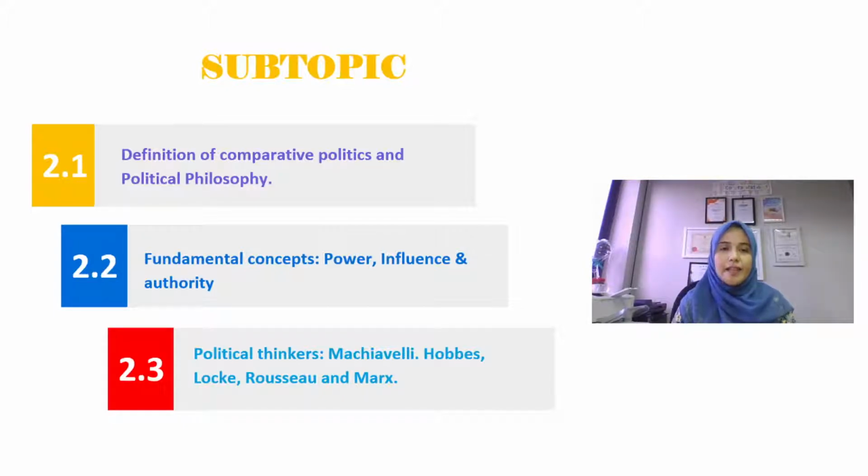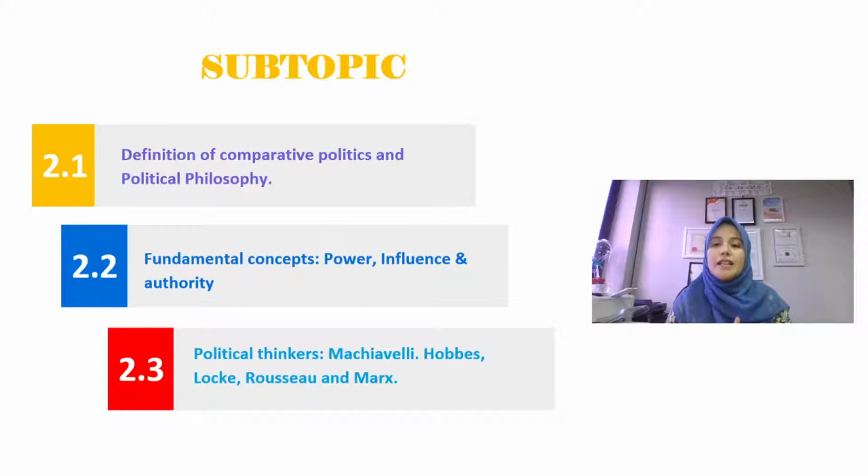If you can see here, there are three subtopics that we are going to learn. Number one, the definition of comparative politics and also political philosophy. Number two, fundamental concepts, which are very closely related to comparative politics: power, influence, and authority. So what are the differences between these three fundamental concepts?